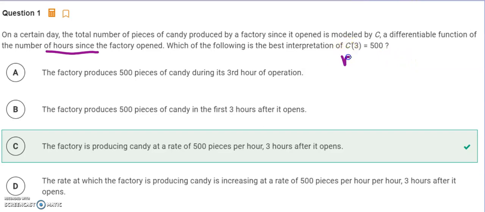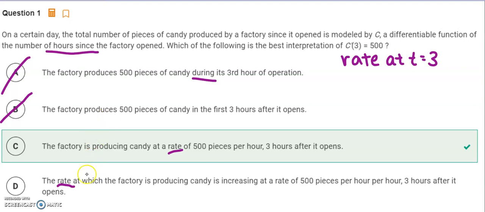Well, C prime needs to be a rate at a specific instance. In this case, t equals 3. So this says something about producing during its third hour. That word during would imply over an interval. Not going to happen. Produces number of pieces of candy. Nope, we need a rate. The factory is producing candy at a rate. Ooh, that's potential. The rate, that has potential. And there was no E. Great. So we're down between these two.